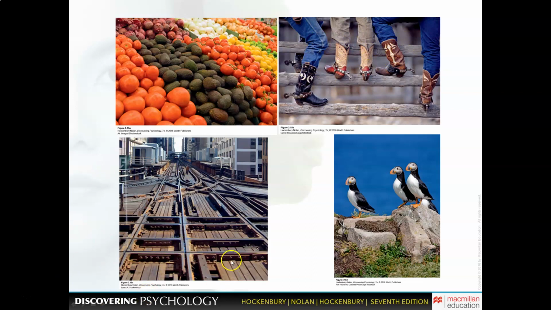But the law of good continuation just refers to that we just assume, by looking at this, that this train track just continues on in this direction, even though we can't perceive it consciously, but we're able to assume that.